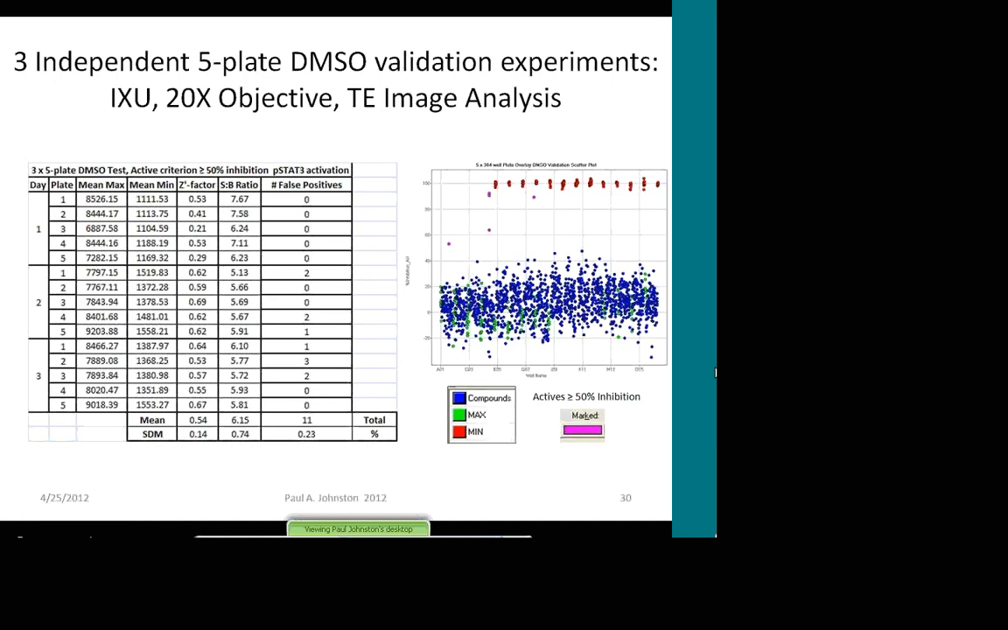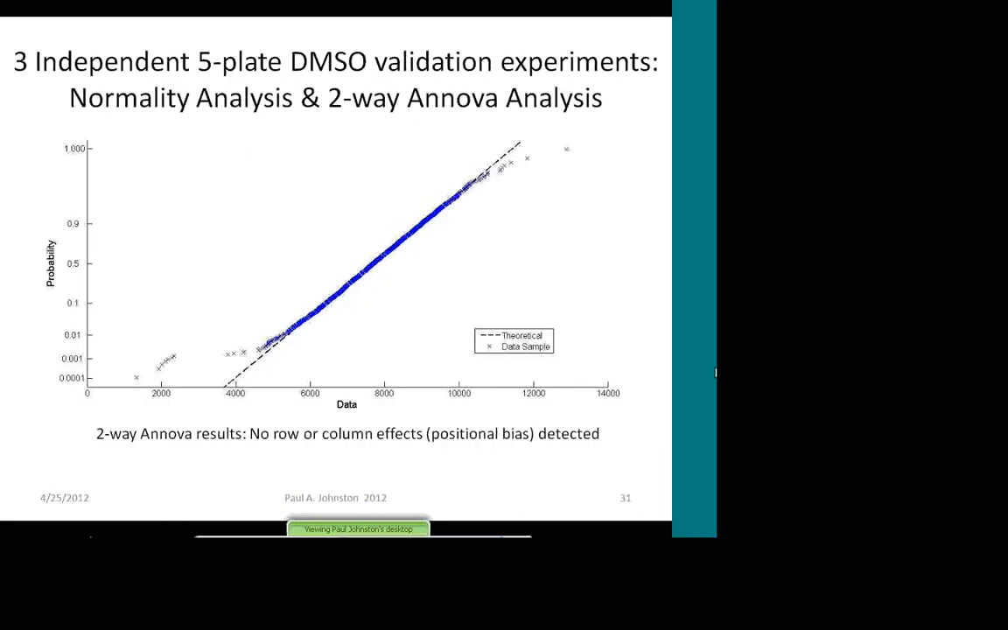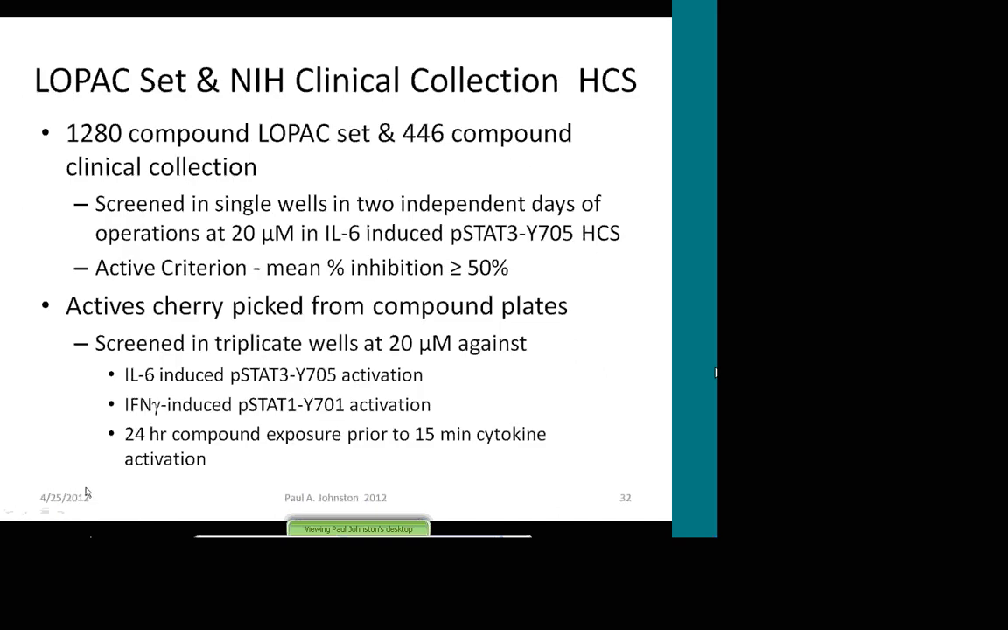And we could see we had a false positive rate of about 0.23%. We're pretty happy with the data, though, and the robustness and reproducibility of the assay. This is just showing you that if you take the DMSO data and plot it, it very closely approximates a normalized distribution. And we did not see any row or column effects or positional biases, so we felt pretty happy with this and proceeded to go on to the screen.